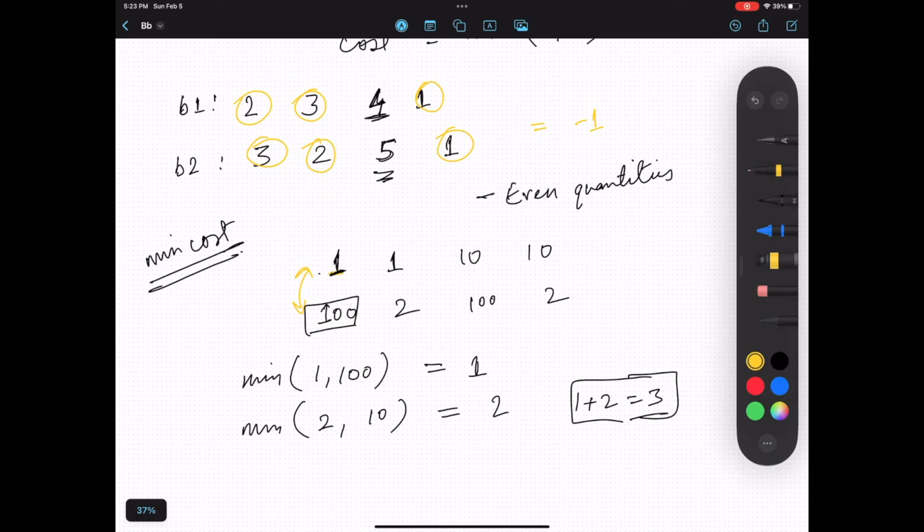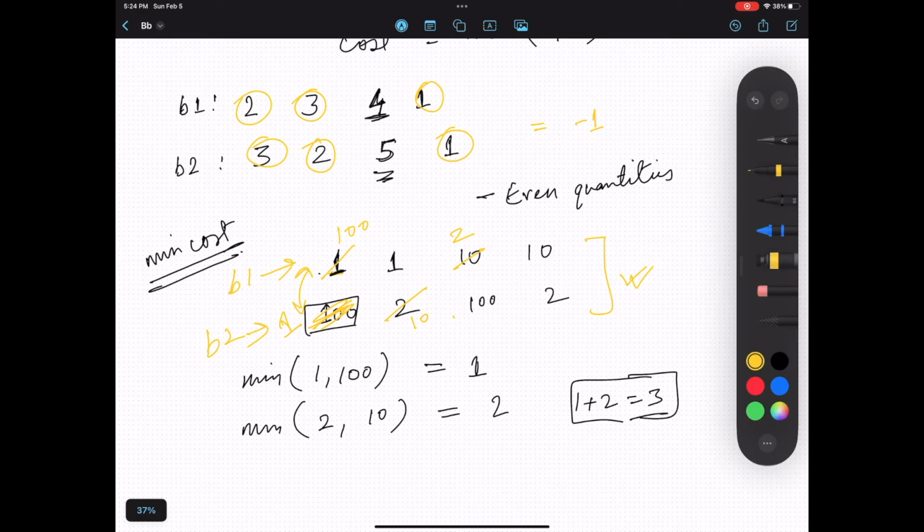So what happens after the first swap? This becomes 100, this becomes 1, and then after the second swap between 2 and 10, 10 comes here, 2 goes here. So now the content of basket B1 is 1, 2, 10 and 100, and basket B2 is again 1, 2, 10 and 100, which is the same.